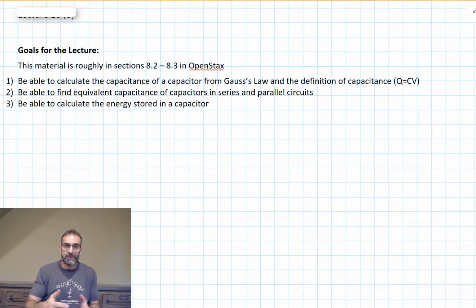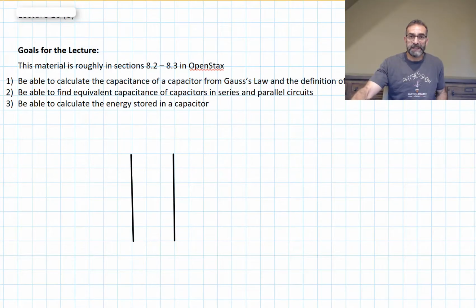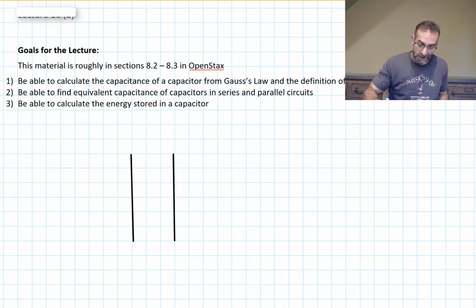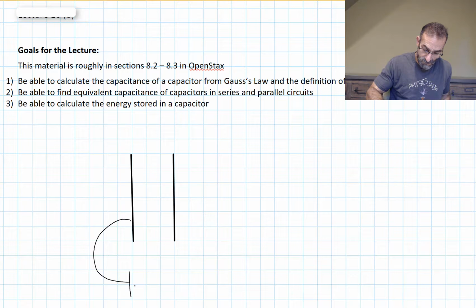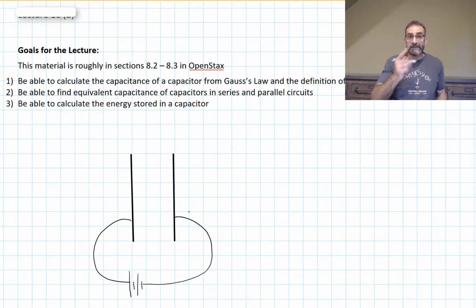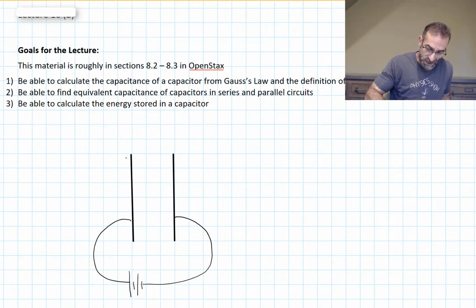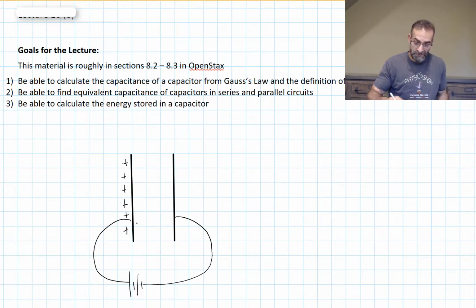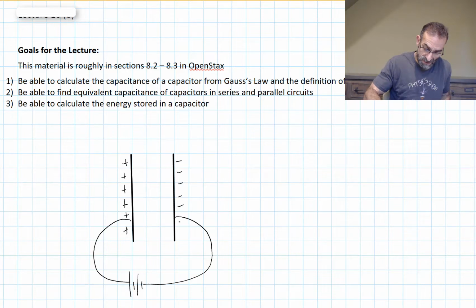The same is true with a capacitor. Here I have a parallel plate capacitor, and I'm going to hook it up to a battery. The battery is going to move electrons around from one plate to the other. This side will end up with excess positive charge, or it will be missing some electrons. And the other plate will end up with excess negatives.